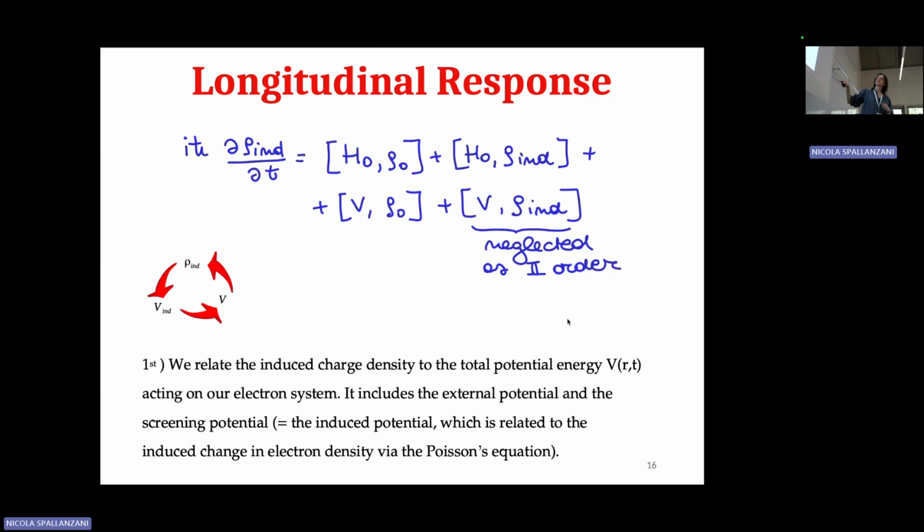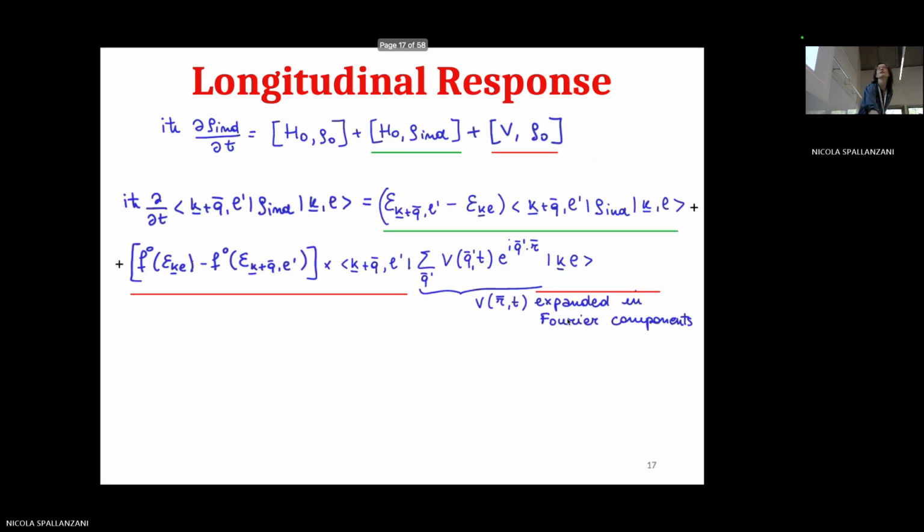So we relate the induced charge density to the total potential V, which contains the external potential and the screening potential. The induced potential is related to the induced charge via the Poisson equation. As I said before, we have neglected this commutator, and we end up with 3 commutators. The first one is 0.